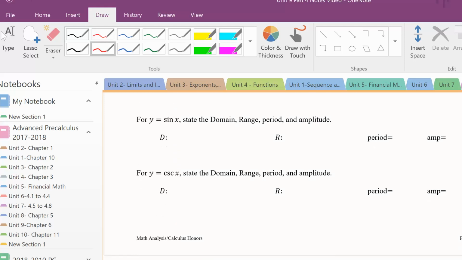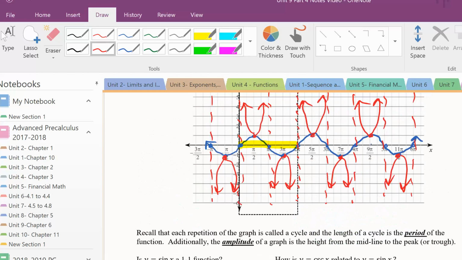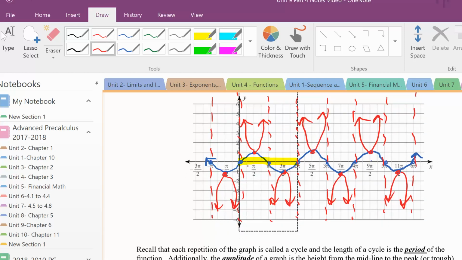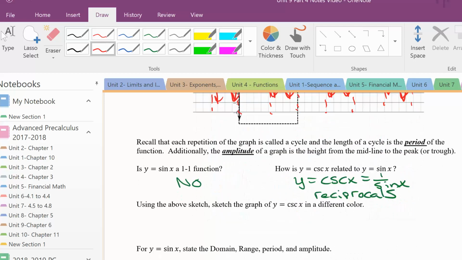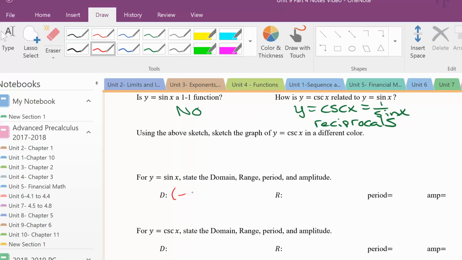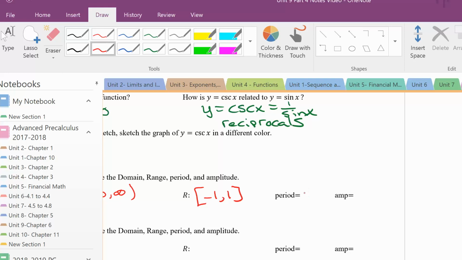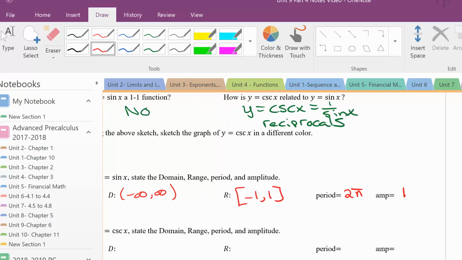So for the domain for the sine, if you notice the domain, you can put any number in, right? There's no undefined for sine. So the domain is negative infinity to infinity. The range, it's from negative 1 to 1, right? Goes up to 1, down to negative 1. The period is 2 pi, and the amplitude is 1. That's how high or how low it will go.